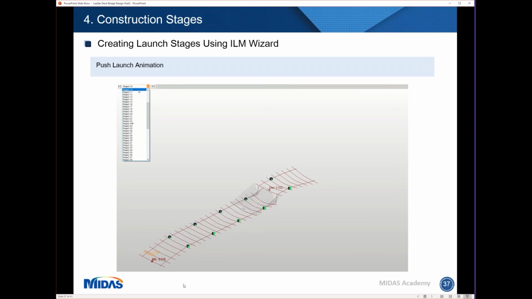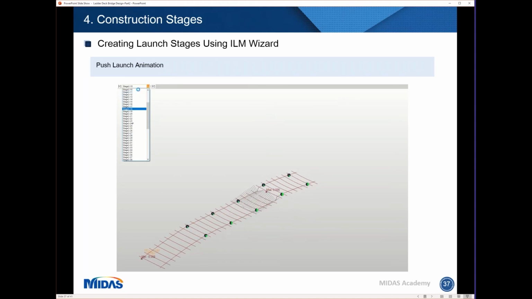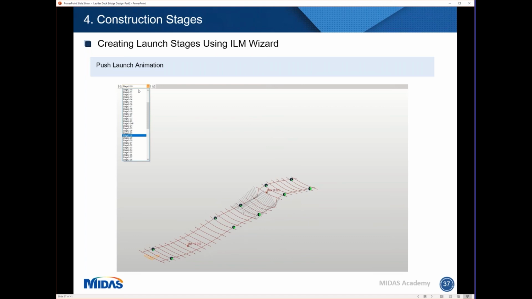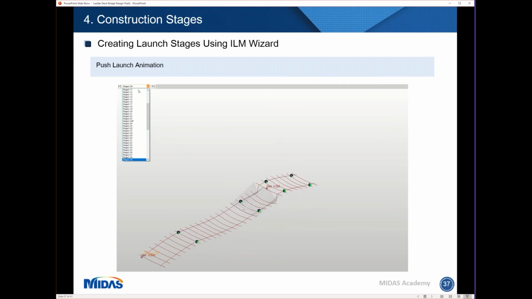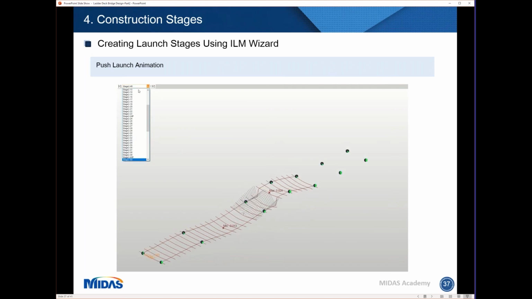The end result, how the structure position changes during the launch, can be seen on this short animation. We can see that the cantilever increases until the structure reaches the support, and then again the tip moves forward. That's just cycling through the different stages created by the ILM wizard.